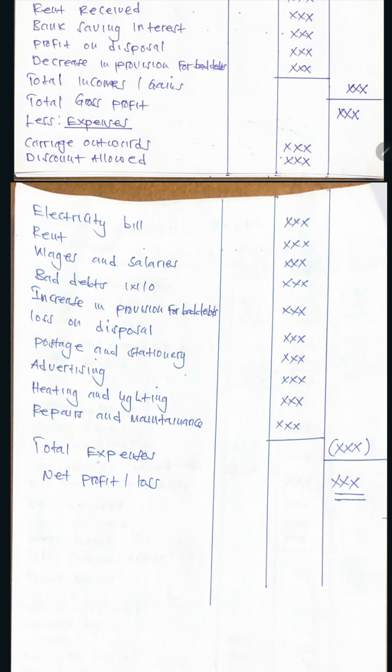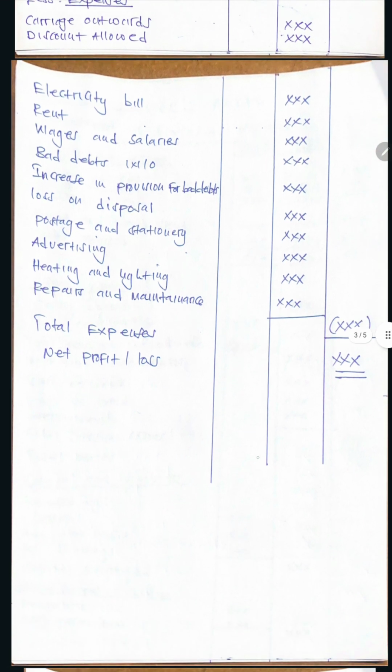So here you put your total expenses, then you subtract from the total gross profit. The figure you get will be your net profit or loss. If your gross profit is greater than the expenses, meaning you have a profit. But if it is less than your expenses, meaning you have made a loss. A loss is shown in brackets. So that's how you go about the income statement.